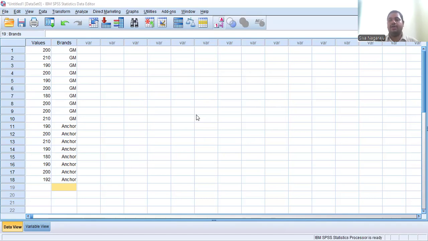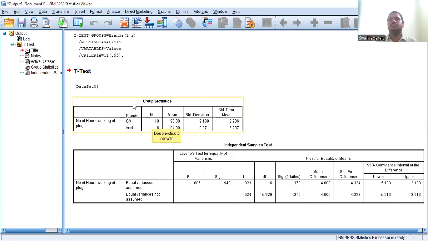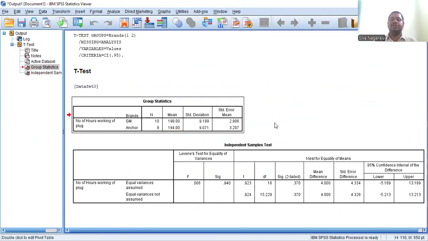Now you can see a window, guys. Another window. The first table talks about the descriptive statistics. You can observe for GM, how many samples are there? 10 samples. The average number of working hours of a plug before it reaches the spark is 198 hours, and the standard deviation is 9.189, meaning on average the deviation can be about 9 hours. The next one is the standard error of the mean.